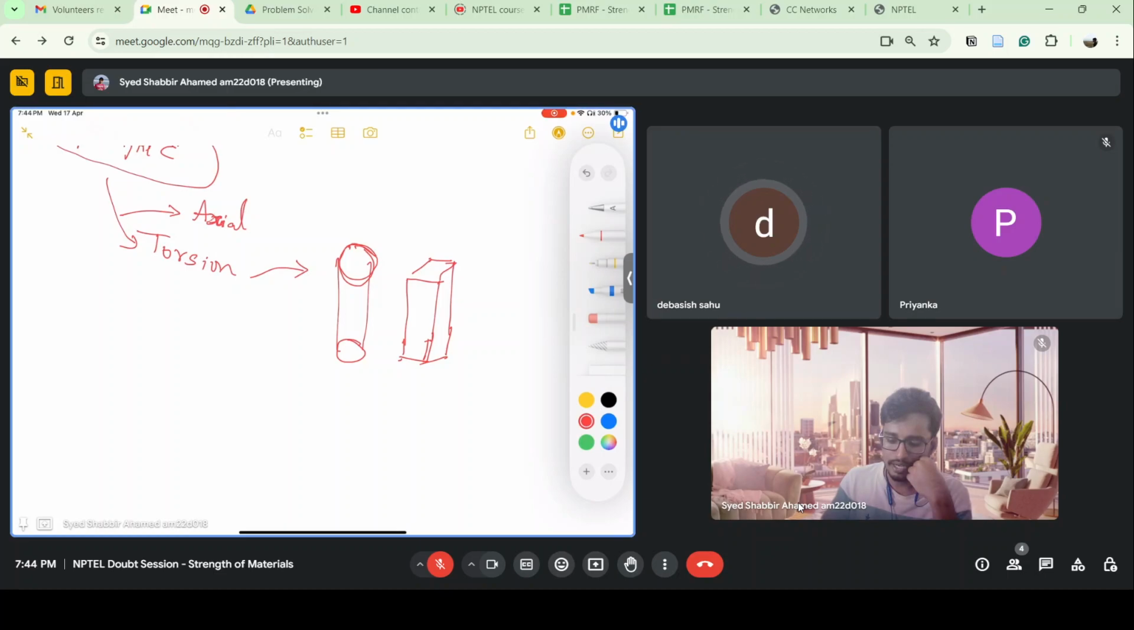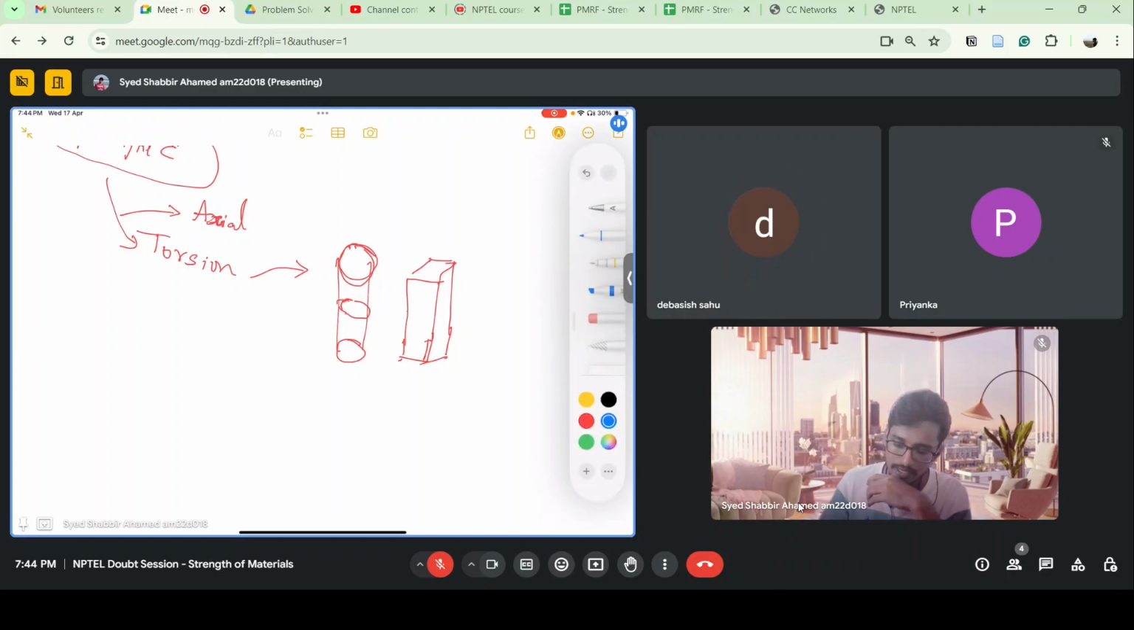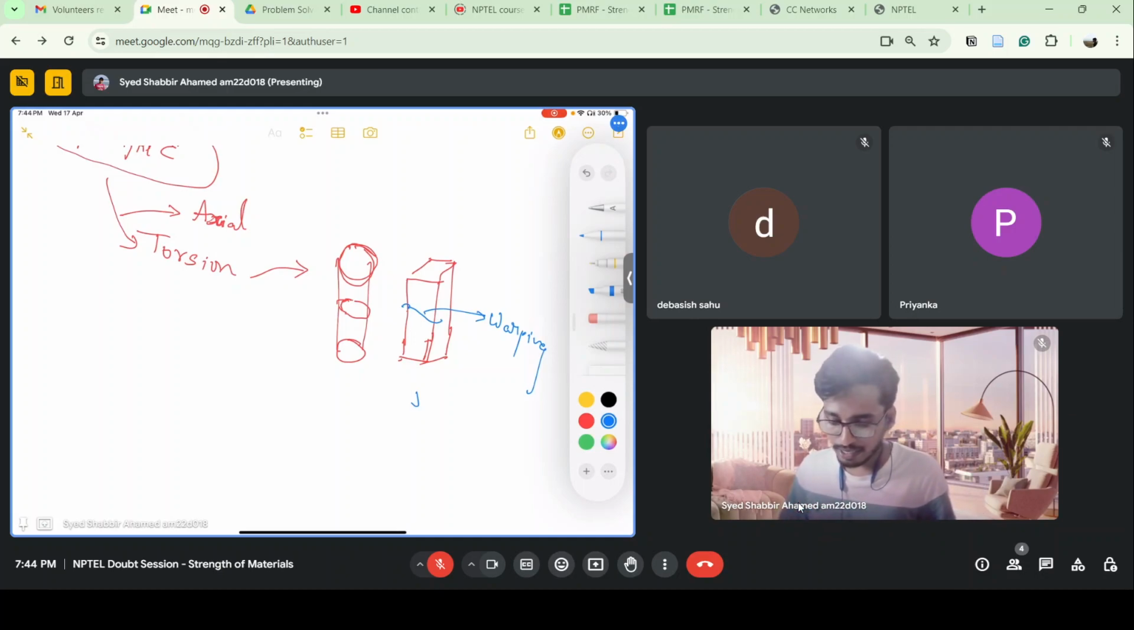You said it correctly. There is one word for that. Yes, warping happens if I twist. So my section will get deformed like this, and the plane section is not remaining plane. Things like this you can learn in advanced solid mechanics or other advanced courses. But here we have only learnt about cylindrical shafts.